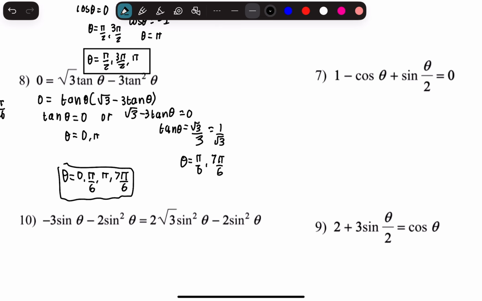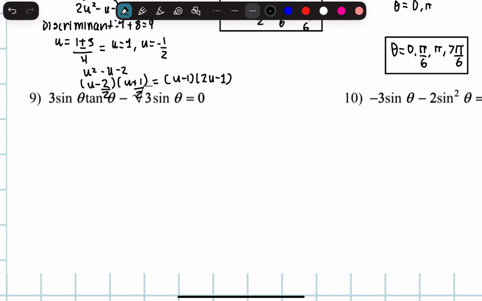So perfect. Okay, so now let's move on to 9. Basically we can factor out sine of theta, and after factoring out sine of theta, that leaves us with 3 tangent of theta minus the root of 3, and that's going to be equal to 0.